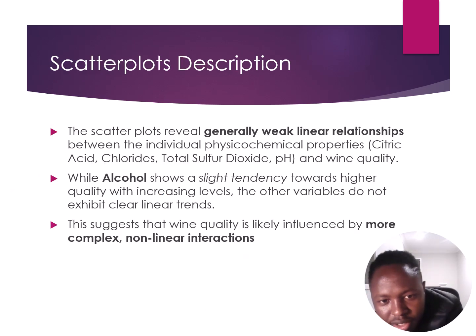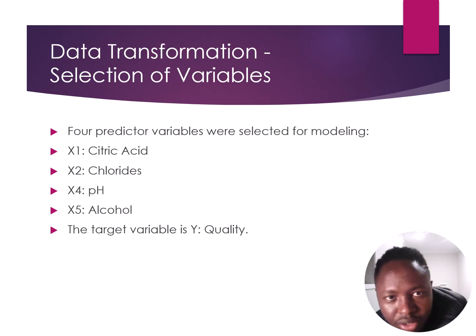So the scatter plots description. The scatter plots revealed generally weak linear relationships between the individual physiochemical properties, which are citric acid, chlorides, total sulfur dioxide, and pH, and the wine quality. While alcohol shows a slight tendency towards higher quality with increasing levels, the other variables do not exhibit clear linear trends. This suggests that wine quality is likely influenced by more complex non-linear interactions.